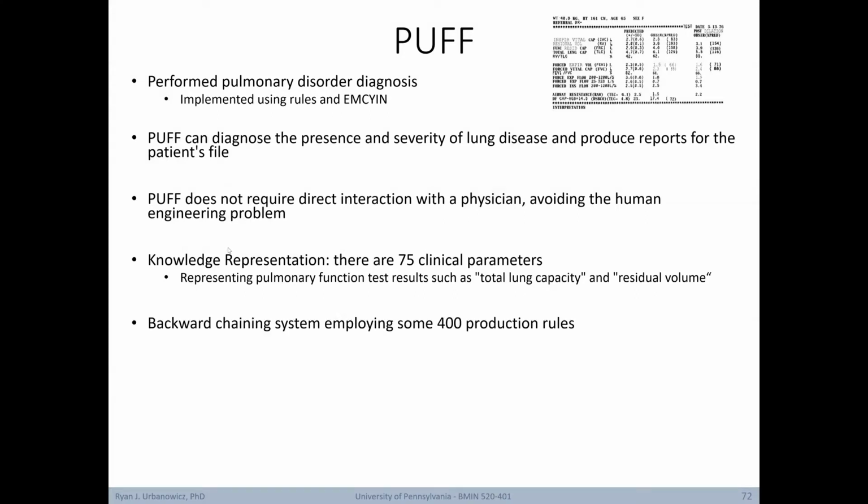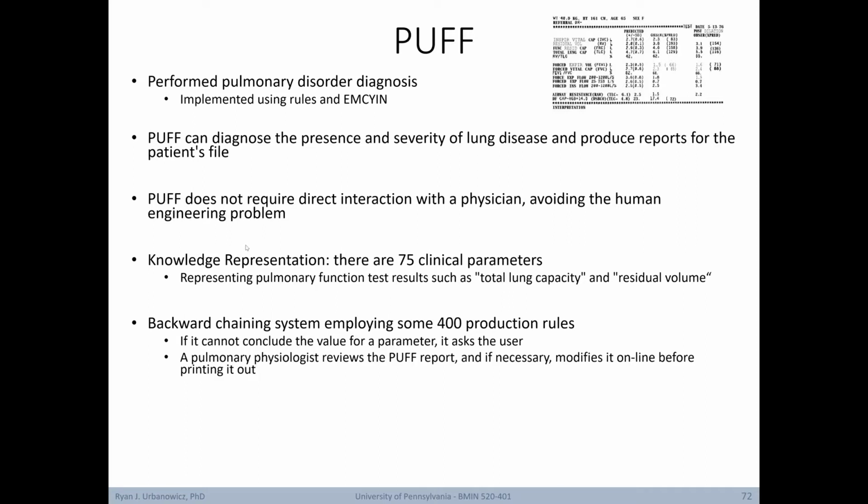PUF employs backwards chaining, as well as about 400 production rules. And it has the ability to ask the user for a response if it can't conclude the value of a parameter on its own. PUF was designed so that a pulmonary physiologist would review the PUF report and, if necessary, modify it online before printing it out for the patient's file. Notably, the report was found to be fine on its own and not require any kind of physician modification in about 85% of the cases.